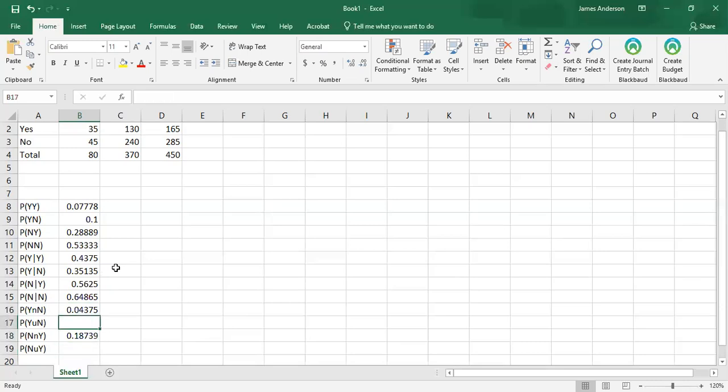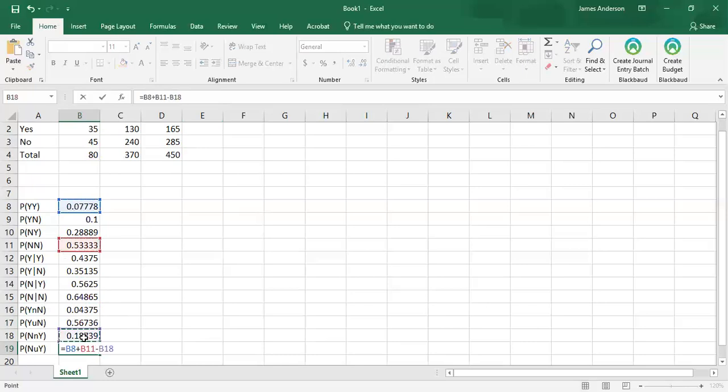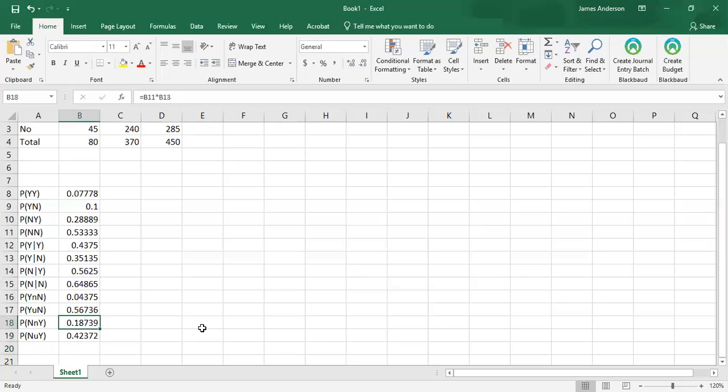Now the unions will be equal to the probability of your yes event plus the probability of your no event minus the probability of no intersection yes, sorry, not no given yes, it's no intersection yes. So this part right here minus this. And the no union yes is equal to the probability of yes plus the probability of no minus the probability of basically between the two, which gives us 42%.